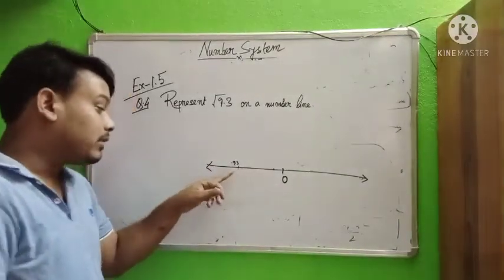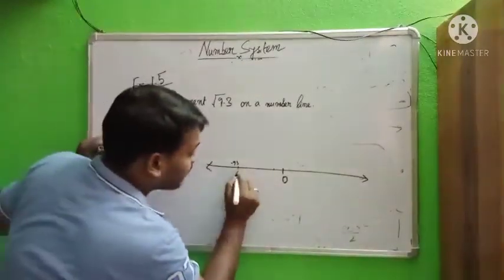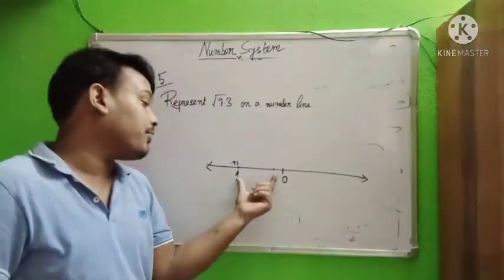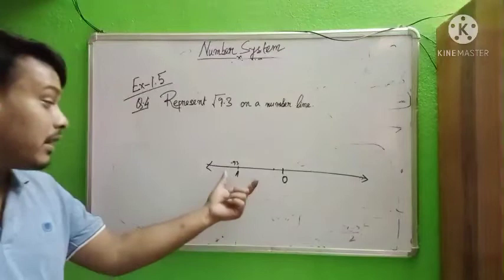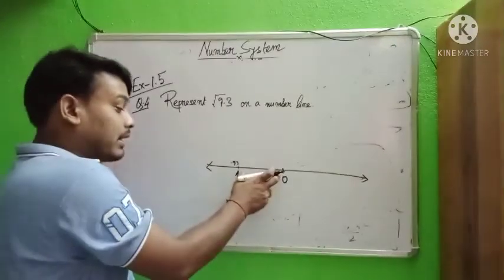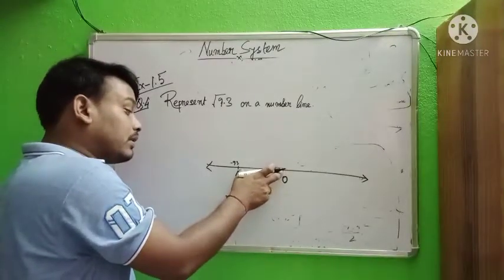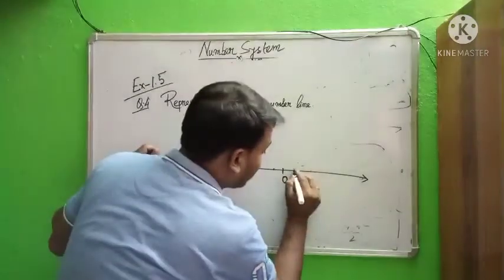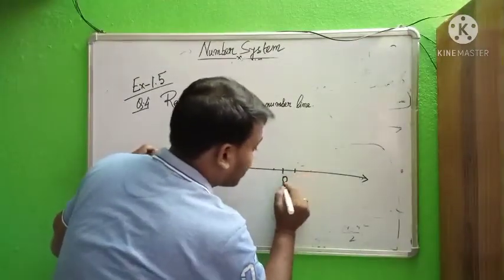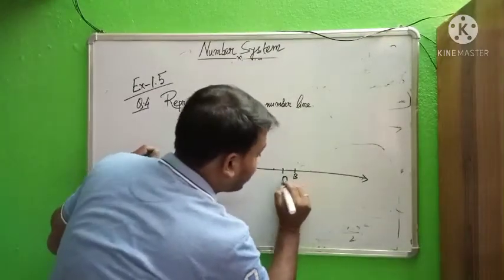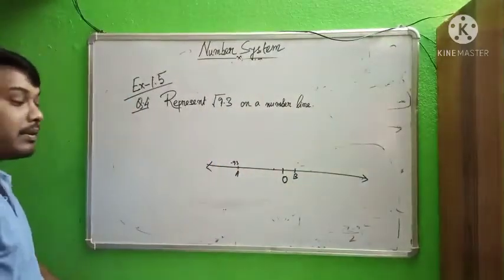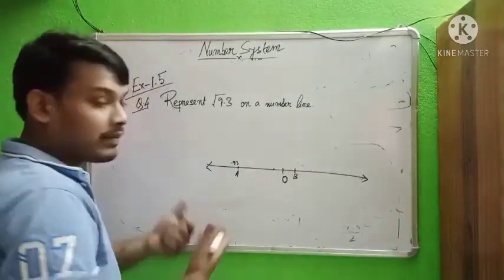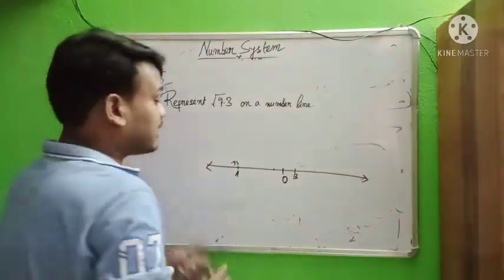So the position of A is 9.3, the length of AO is 9.3. So we take 9.3 from O on the left side, and next we take 1 unit on the right side of O. Give it B. Then the next step is to bisect AB.